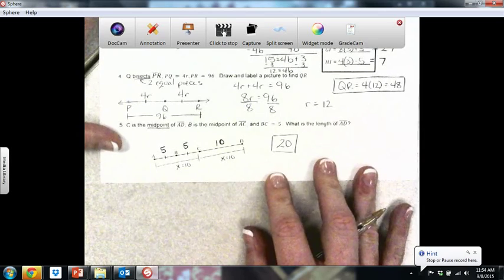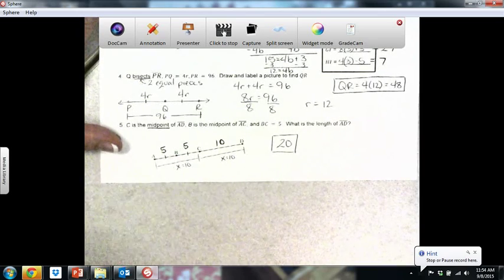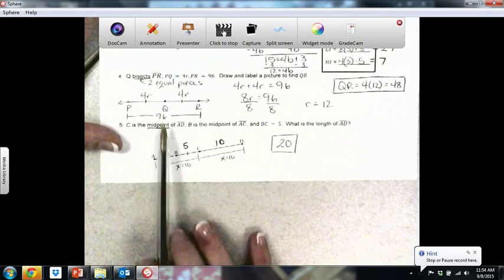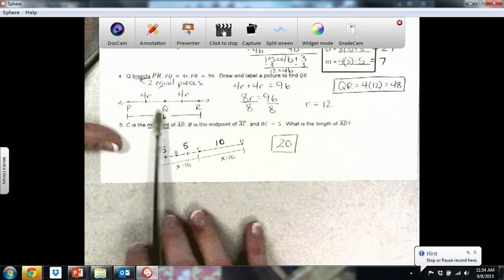So we have to recognize what words like bisect and midpoint mean. They end up meaning the same thing. It's a point exactly in the middle between two other points.